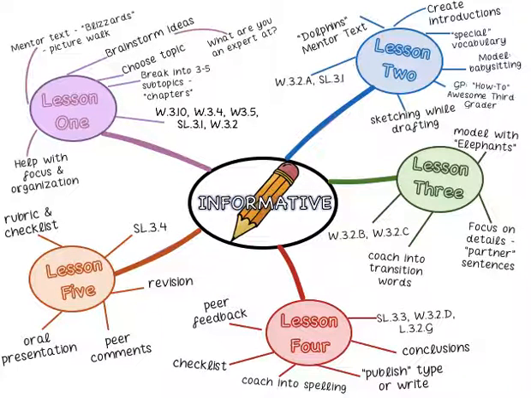I teach third grade and this is my mind map. I included 5 lesson ideas that I brainstormed for teaching small group lessons on informative writing. This small group would consist of 3 students, all of whom I feel could benefit from being taught similar skills.